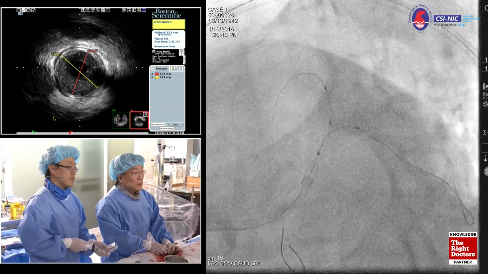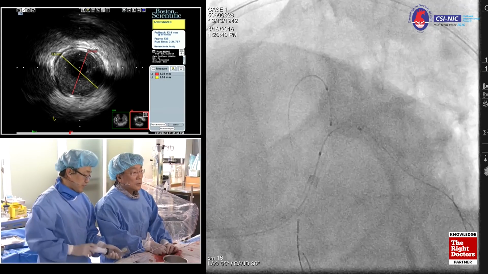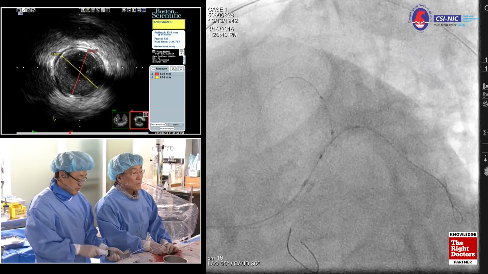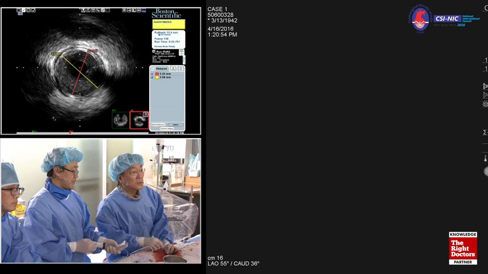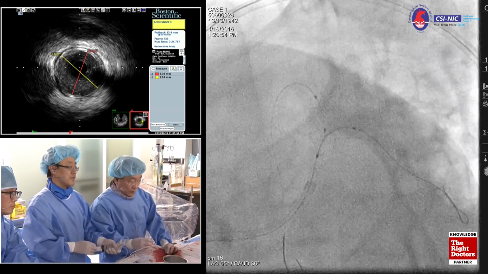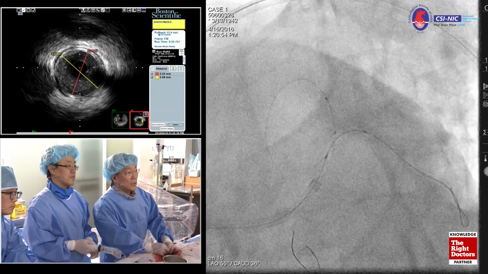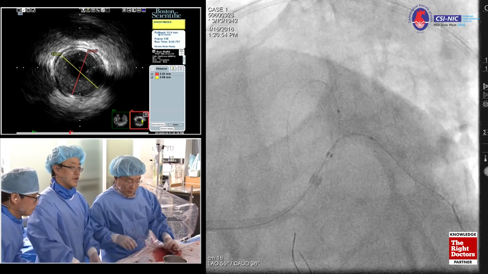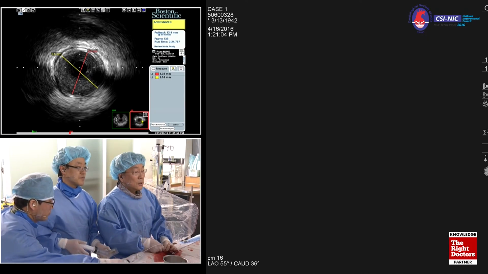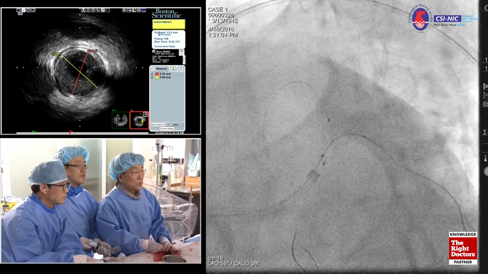Okay, one more. Suck. 16. Suck first. 16. Okay, deflate. Absolutely, we didn't see any indentations from the stented side. And then pull the balloon out. Here we are. Okay. And the two balloon delivery system will be pulled out.